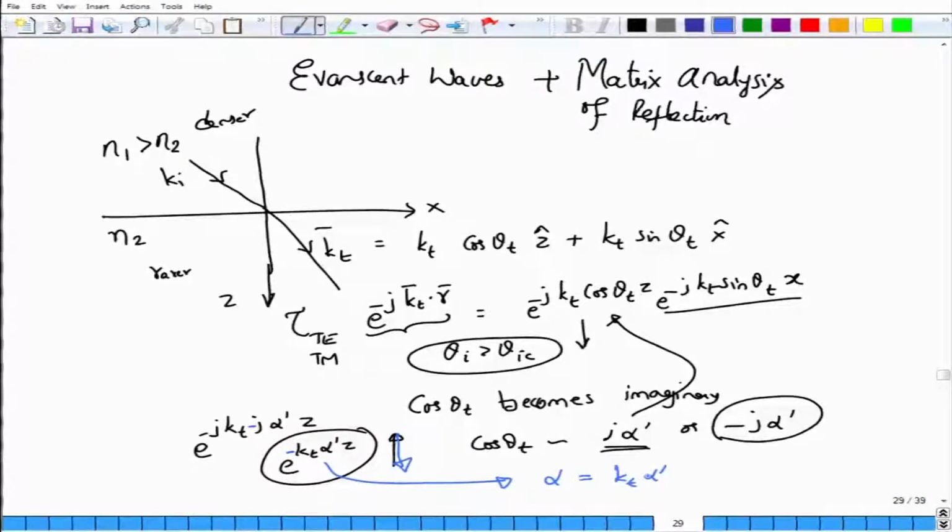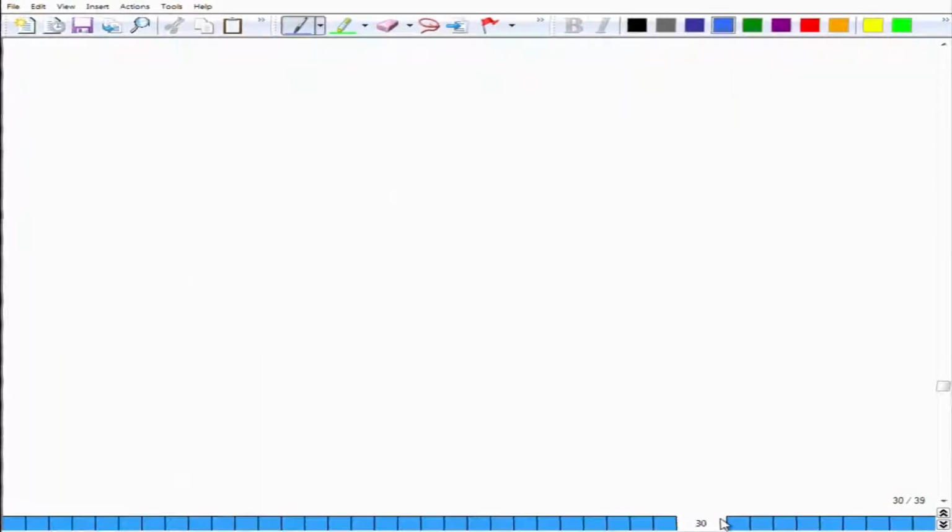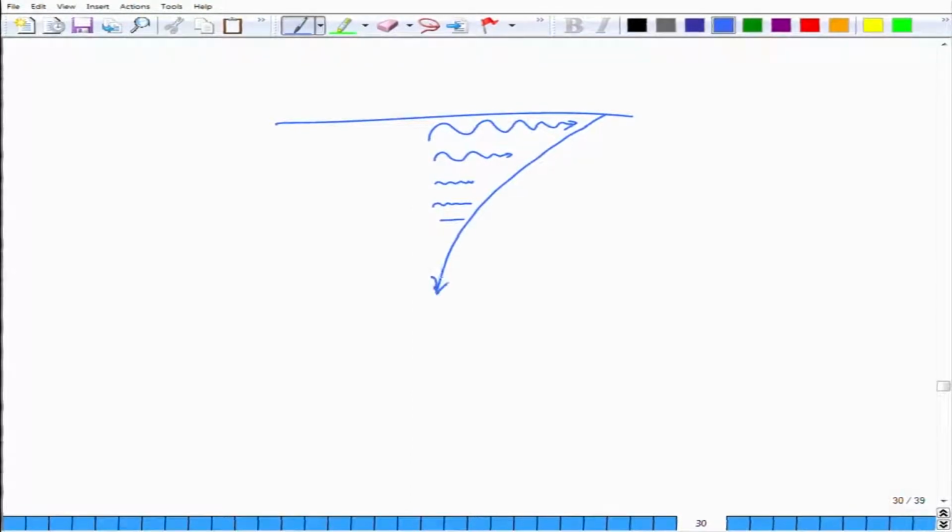So, what we see is that along z the waves are exponentially decaying, while along x they seem to be oscillating or traveling. It is a very interesting phenomenon in which the wave actually starts to transmit along the interface, but its strength reduces as it propagates down into the second medium. So, along the normal to the interface, if you keep going, the amplitude keeps on dropping off as e power minus alpha z, where alpha is equal to Kt times alpha prime.